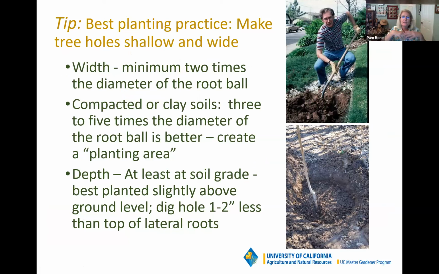So my tip is, the best planting practice is to make tree holes nice and shallow and wide. Make a tree planting area if you can, minimally 2 times the diameter of the root ball as far as the width goes. If you've got heavy clay soils or compacted soils, go out even further, as far as you can dig, 3 to 5 times the diameter. You want to make a planting area. You want it to be able to go out into the surrounding area. Then the depth, you want it at least at soil grade, and it's best if it's just slightly above.